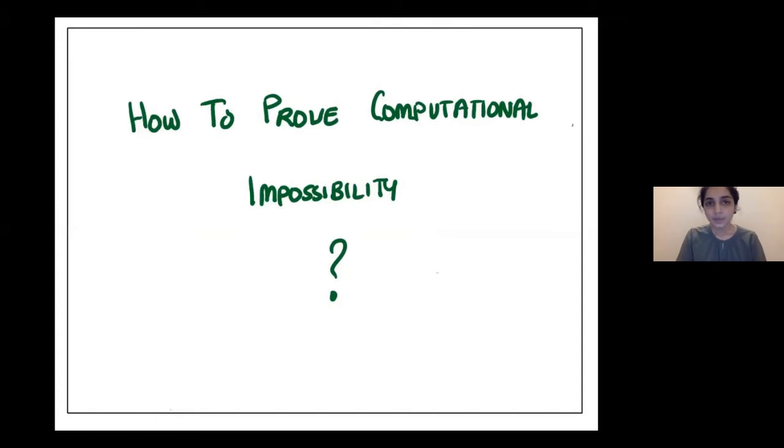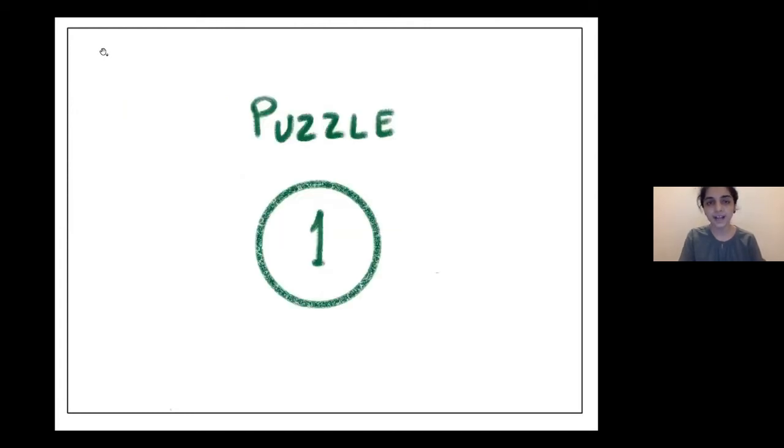So now if I have managed to convince you that proving impossibility results is really worthwhile, worth your time, then at least the ones who are sold on this idea would wonder, how shall I go about proving these, right? So for that, I'll just motivate it through some simple puzzles, okay?